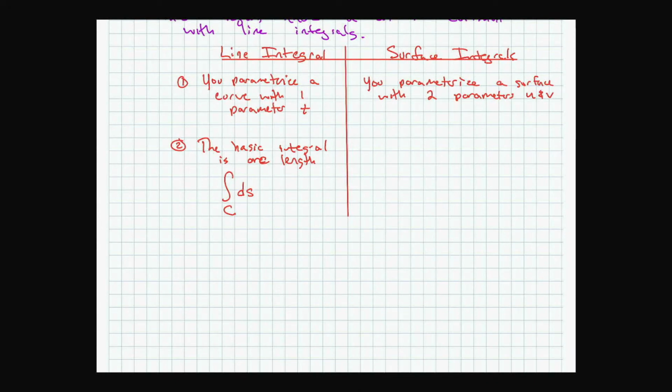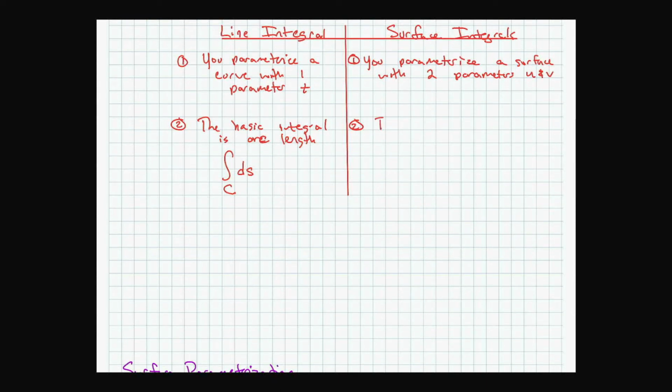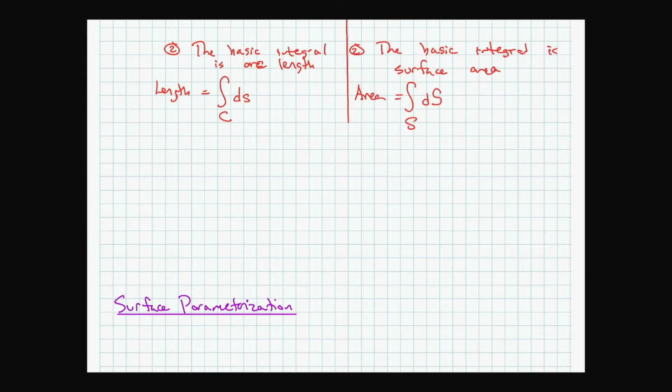Well, for surface integrals, the basic integral is going to be surface area. So you'd have an integral over a surface of dS, and we're actually going to use a capital S there, which is a little bit confusing that we have a capital S here and a little s here, but there you go. This is a length because it's the length of a curve, and this is an area because it's the area of a surface. Then with line integrals, we moved into line integrals of scalar functions, which was just a line integral over C of f ds, right?